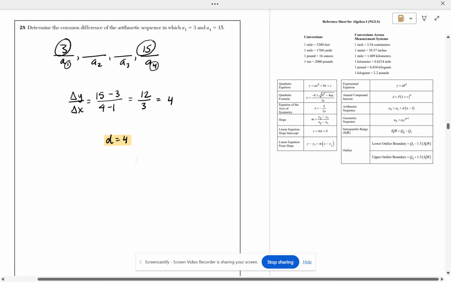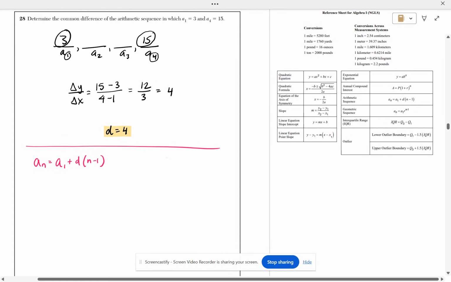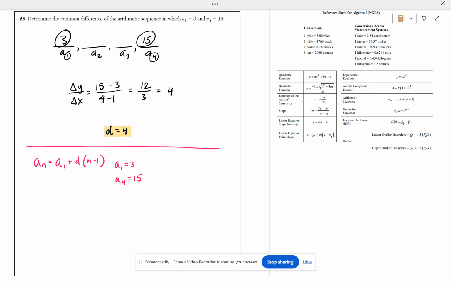Okay, there are other ways you could have done it as well. So you could have started with the formula, and you could have substituted in your known values and then just solved for an unknown d. So if we have the fourth term, n is 4, so we would have 15 is equal to a sub 1, which is 3, plus my unknown d. He stays unknown. I'm going to solve for him.